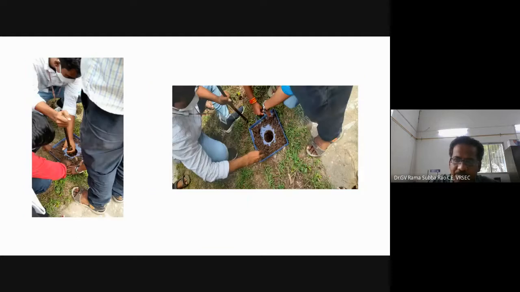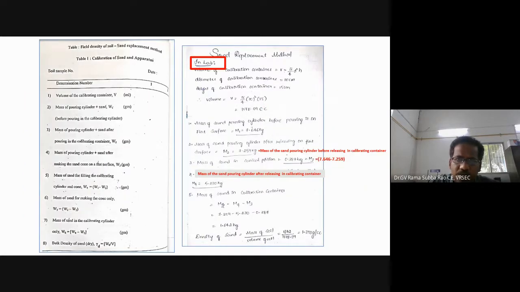Initially we determine the density of the sand, the same sand that we are going to use for replacing the soil. So we need to determine the density of the sand in the laboratory.